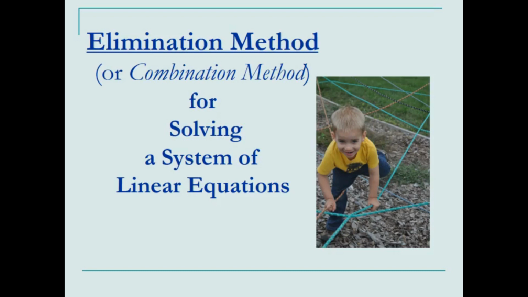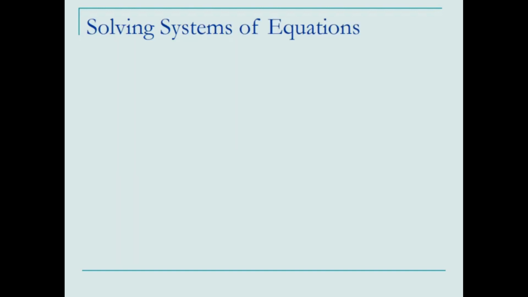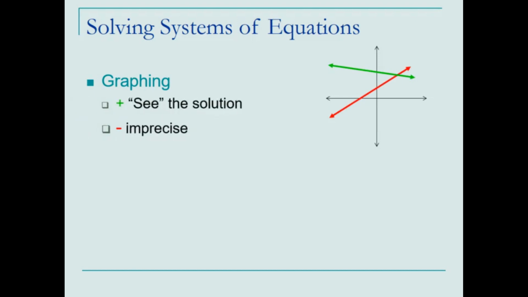This video will show how to use the elimination method or combination method for solving a system of linear equations. We have several options for solving a system of equations. One is to graph the two linear equations, which we can see the solution as a benefit, but the downside is unless it's an exact integer for the x and the y component, sometimes it's hard to tell the exact solution. Another method for solving a system of linear equations is to use the substitution method.